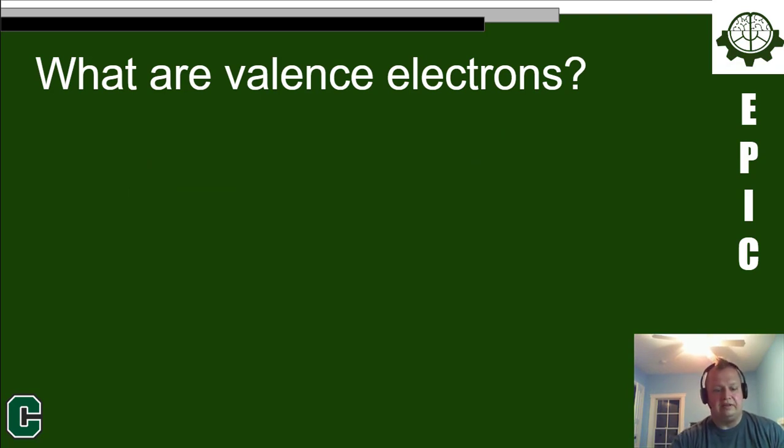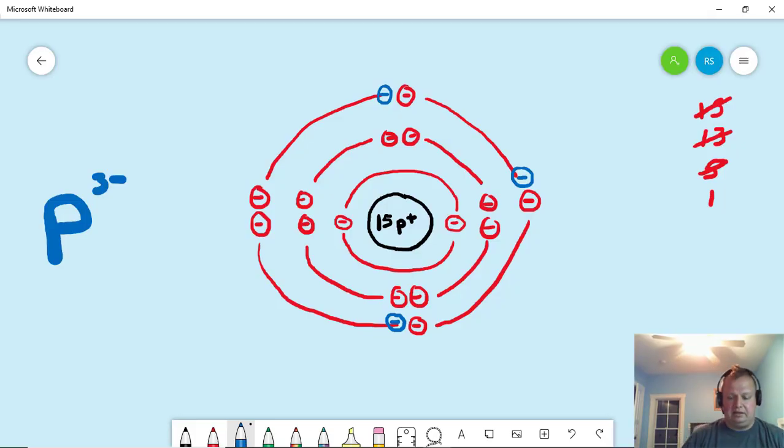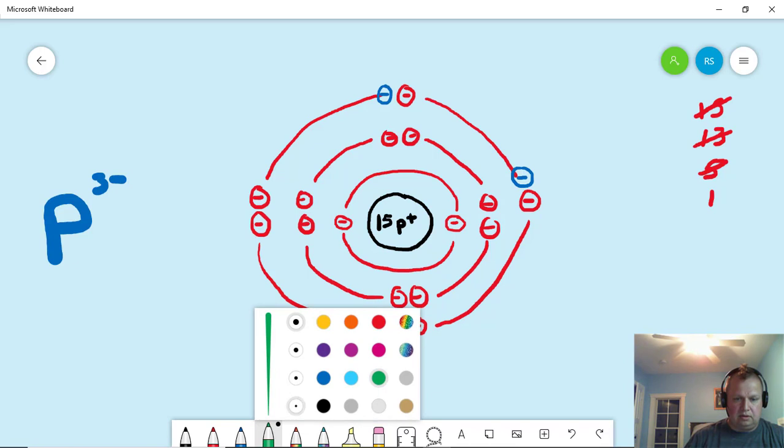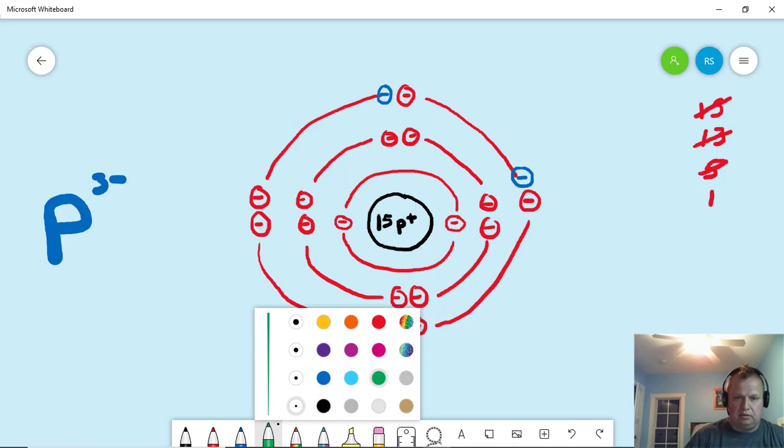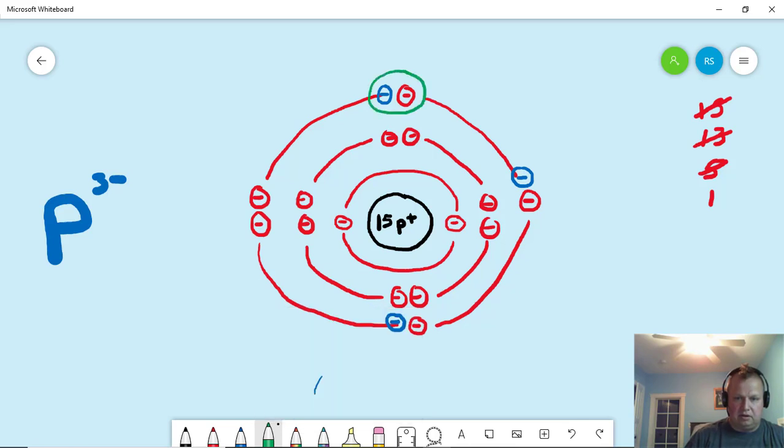Final thing here, what is a valence electron? Valence electrons are just the electrons in the outside ring of the atom. So in this case, our valence electrons are these 2, and the 2 on the right, the 2 on the bottom, and the 2 on the left. So phosphorus with a -3 charge has 8 valence electrons.